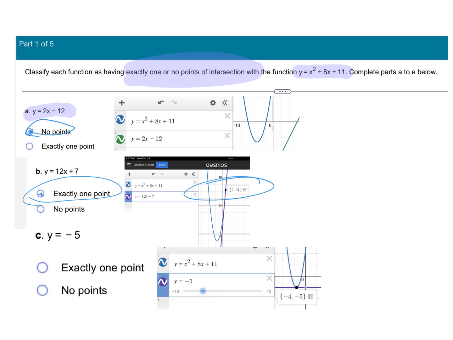Okay, I'm starting to run out of room, but on this next one, we can see that they intersected at exactly 1 point. So you get the idea. Either they're not going to intersect like this one, or they're going to intersect at exactly 1 point.